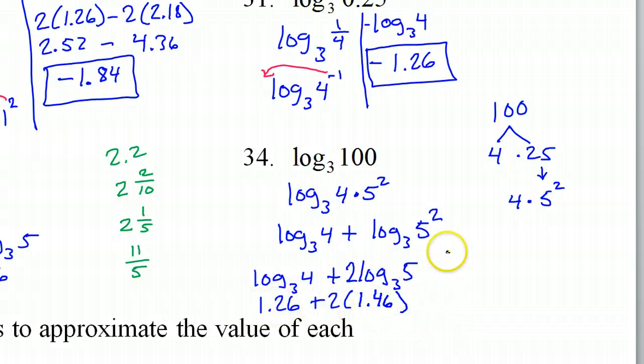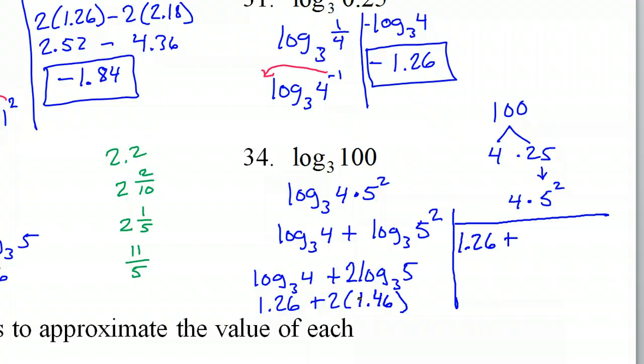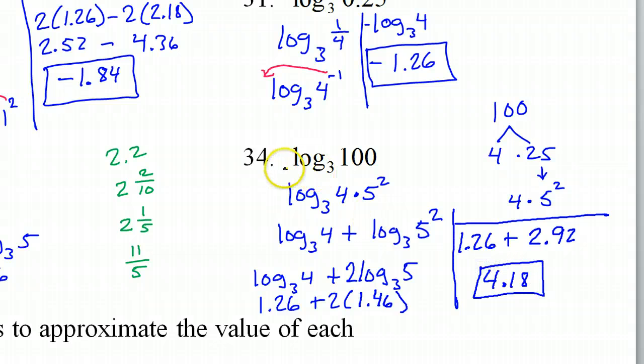Alright, and I can do this on my 4-function calculator well enough. So I've got 1.26 plus 2 times 1.46. That's 2.92 plus 1.26 is 4.18. So that would be the final answer for number 34.